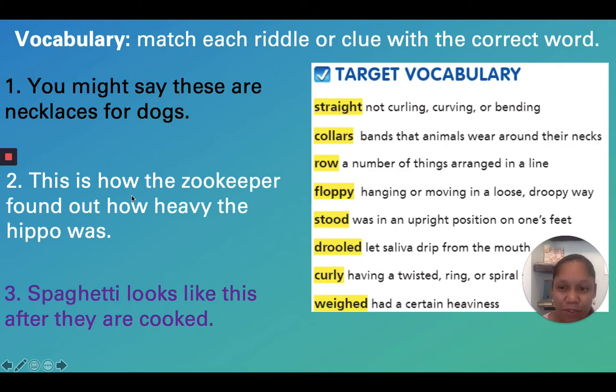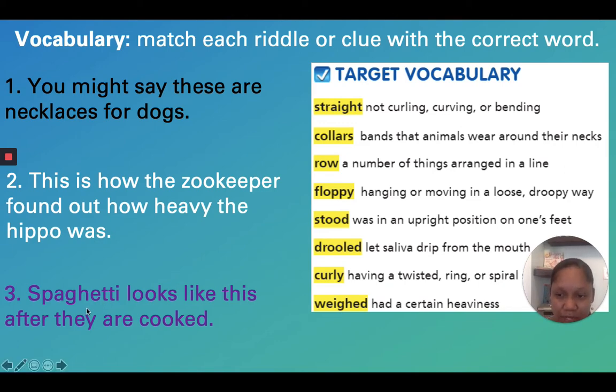Let's go to number 2. This is how the zookeeper found out how heavy the hippo was. I'm thinking about heavy. I'm thinking about this motion. Are you? Yes, that matches the word weighed. Can you say it? Weighed? It means had a certain heaviness. Okay? Weighed, this is our motion. Weighed, had a certain heaviness.